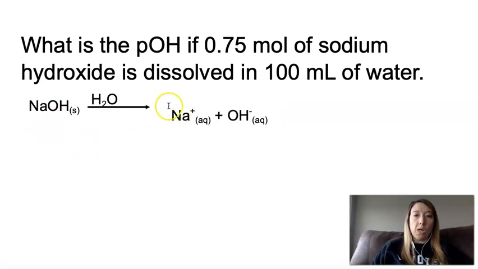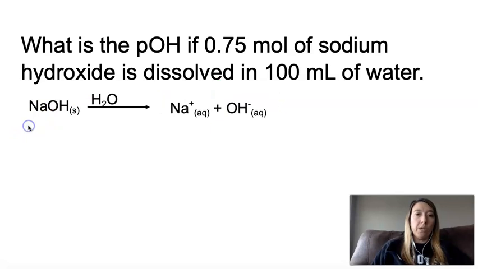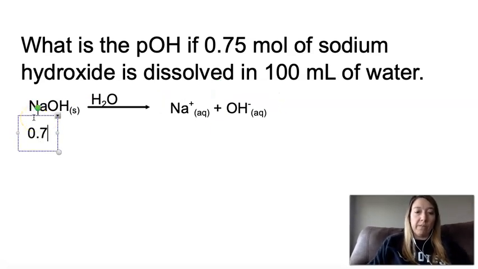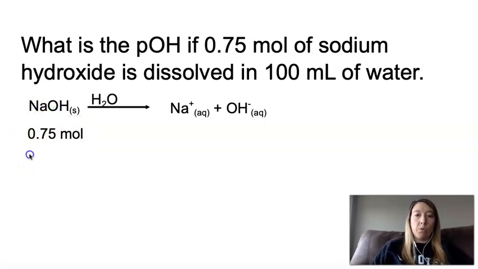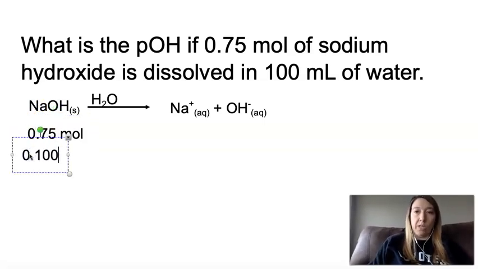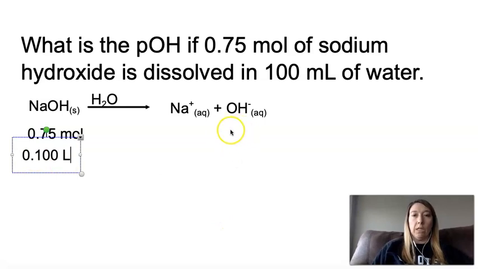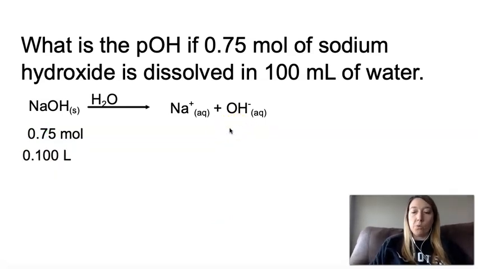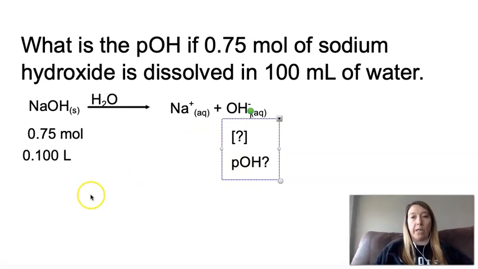Okay, so givens-wise, things that we know, I'll just raise that up a little bit. We know that we have 0.75 moles of NaOH, and we also know that it was placed into 0.100 liters of water. So same as before, if we are looking to get the pOH, we're going to have to get the concentration of that hydroxide so that we can actually go ahead and get that pOH.